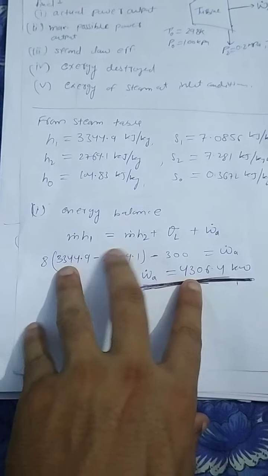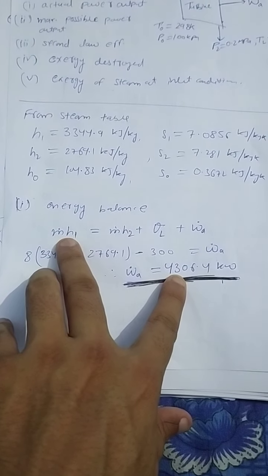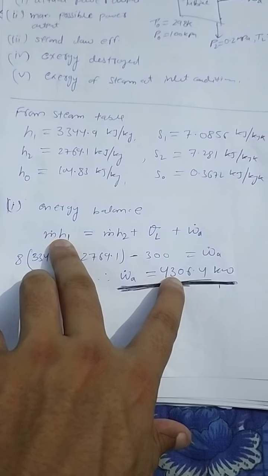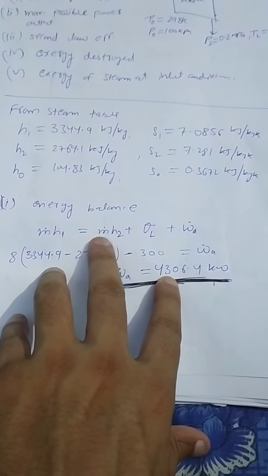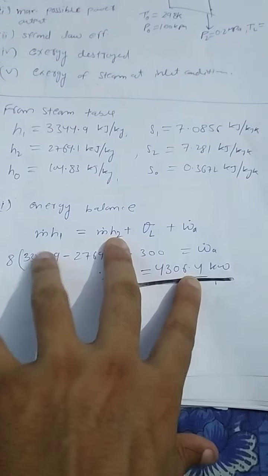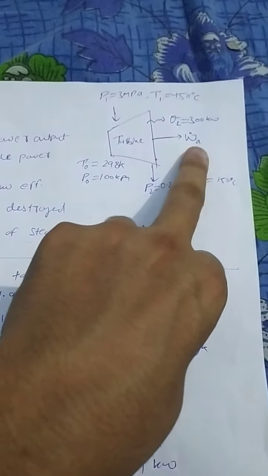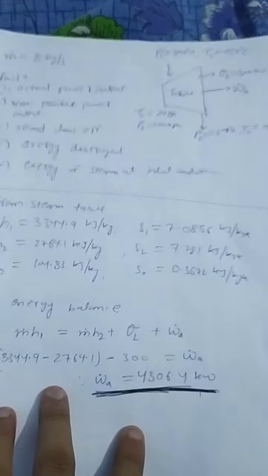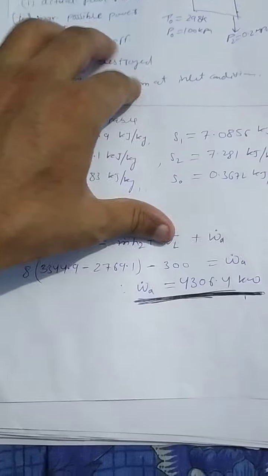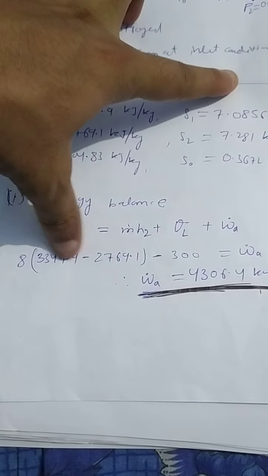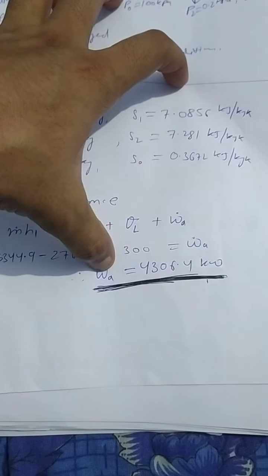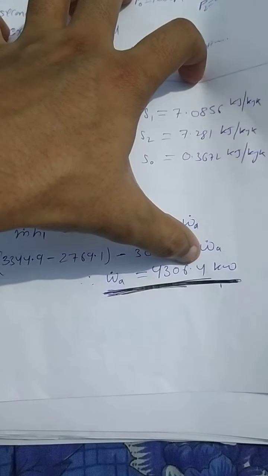The first question is the actual power output. Let's do the energy balance. m dot h1 is the input mass flow rate times enthalpy. Input and output mass flow rates are the same, so m dot h2. This is the energy input and these are all the energy output. Solved together, putting all the values in, we get WA, the actual work output, to be 4306.4 kilowatt.